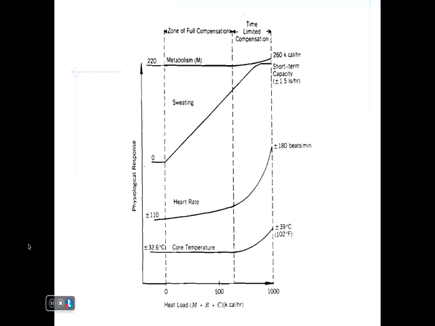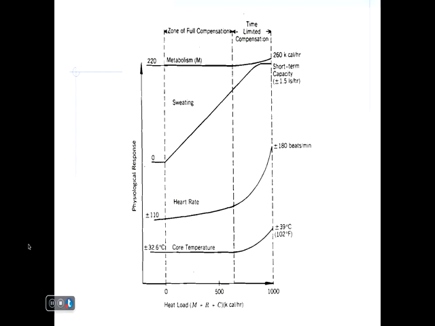And on the left, on the y-axis, we see physiological response. Now, if you take the starting point 0 and you look at it, the core temperature is going to be in a narrow range, heart rate's going to start off at about 110, sweating is going to be pretty minimal, at 0, and metabolism, i.e. calories that you're burning just to stay alive, is going to be a certain number.